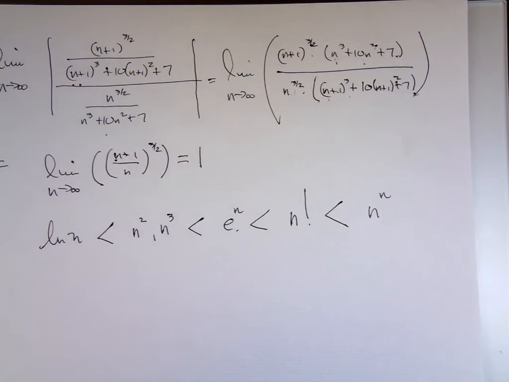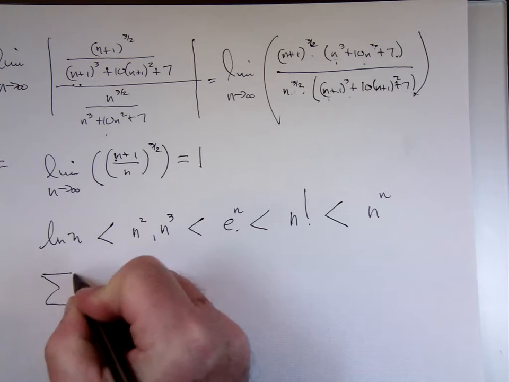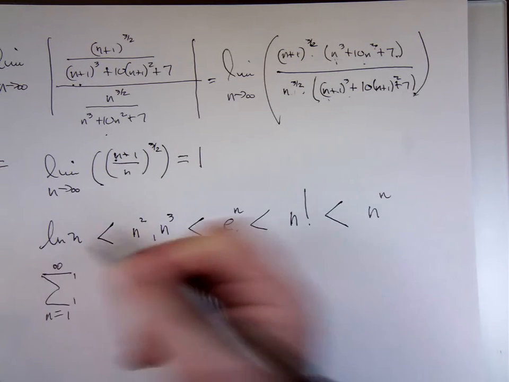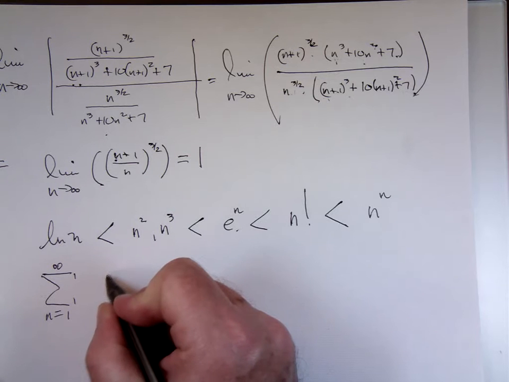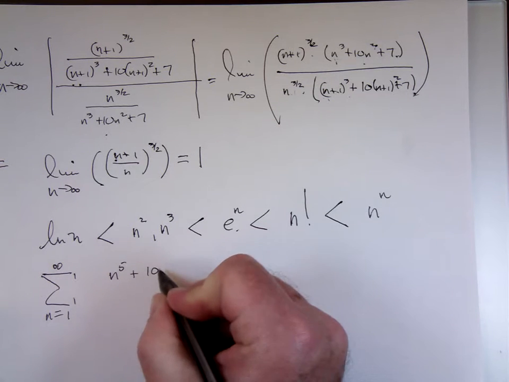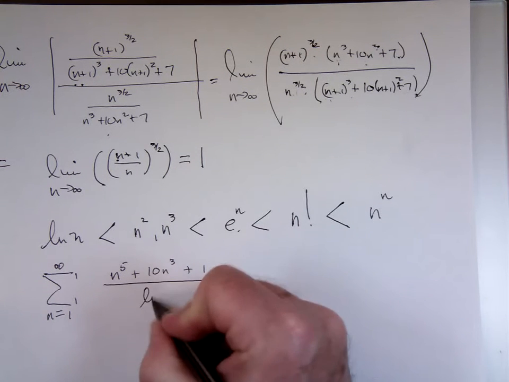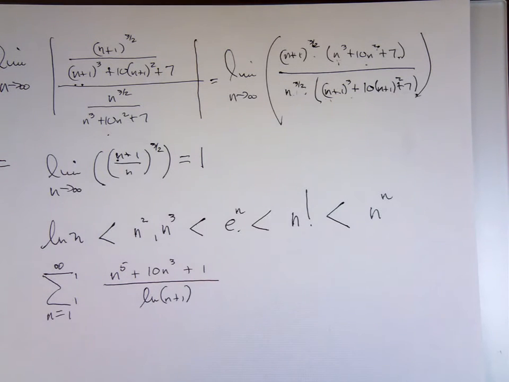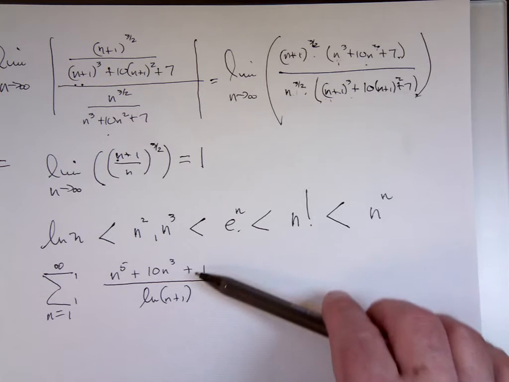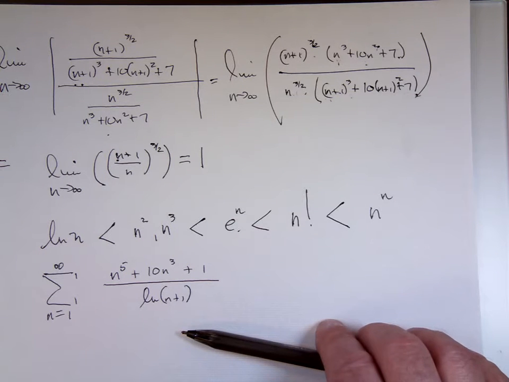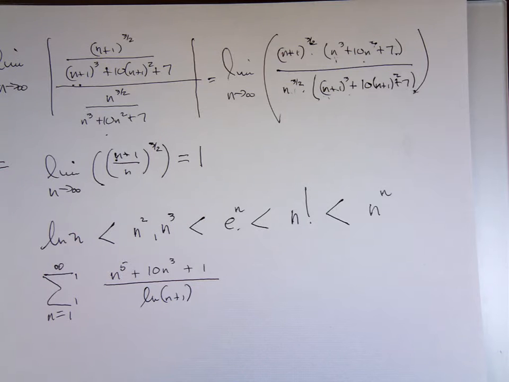Now, what does this all mean? This means this. If you have this series, let's say you have n to the 5th plus 10 n cubed plus 1 over, let's say, natural log of n plus 1. Okay? Let's take a look at this. It diverges. Yeah, exactly. It diverges because you have infinity over infinity, but you know polynomials increase faster than logs do. This is not going to go to 0. This is going to go to infinity. That series will diverge.